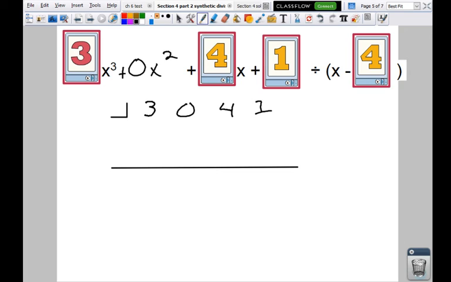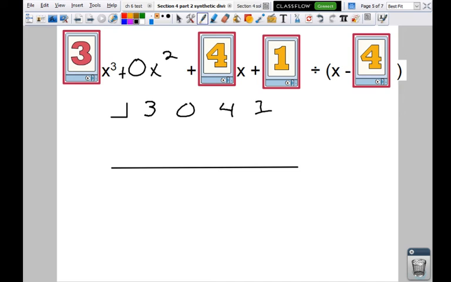Okay. So you got everything you need. You need to make your final answer. Write it out as one long polynomial. This is a number, right? So you're gonna go 3 x to the third plus 0 x squared, and so on, plus 12.